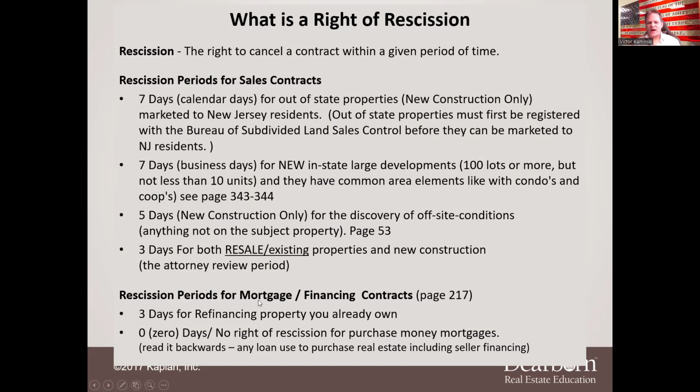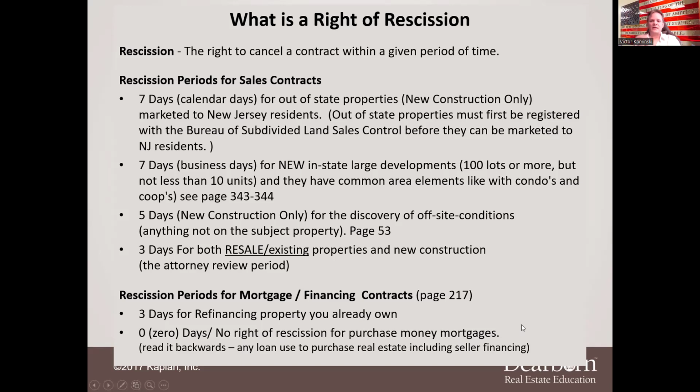And then for mortgage financing, for the loans, there's a 3-day right of rescission for refinancing property you already own. And there's no right of rescission whatsoever for purchase money mortgages. What is a purchase money mortgage? Read it backwards. It's money, mortgage money to purchase. It's any loan used to buy real estate.